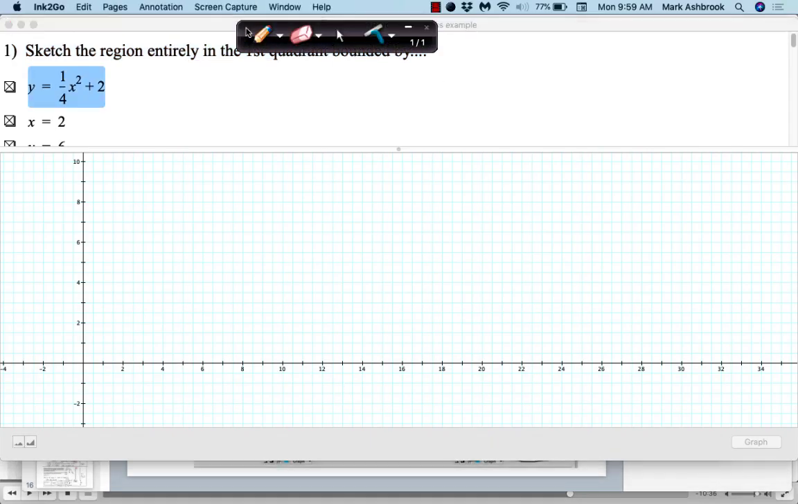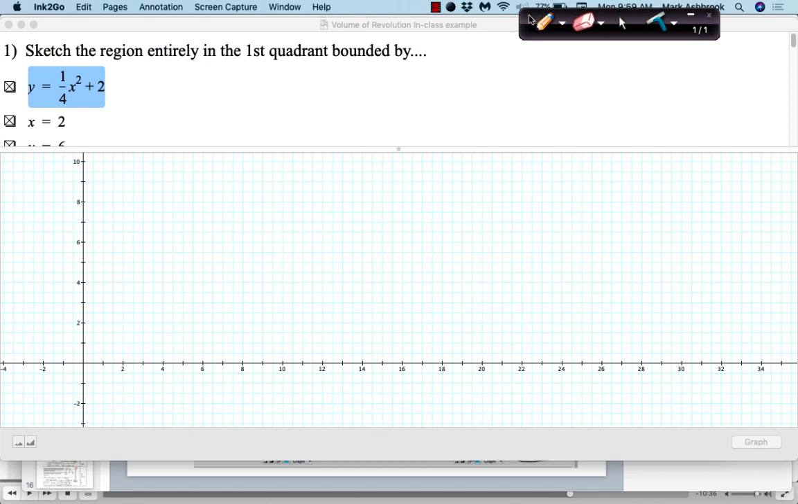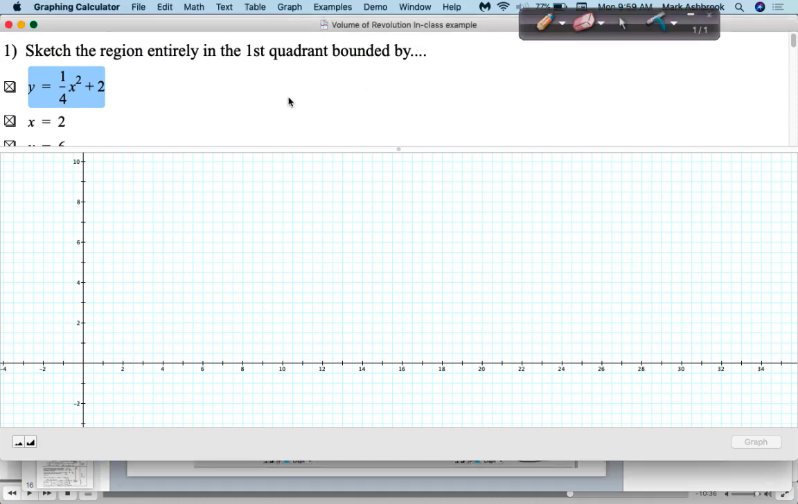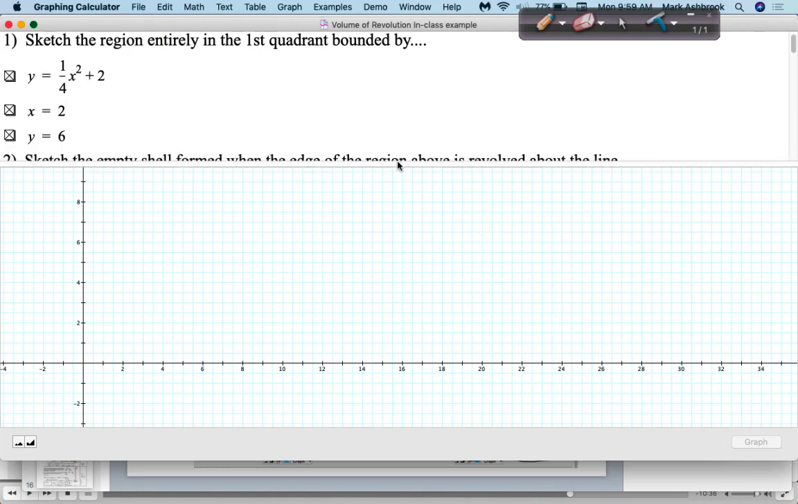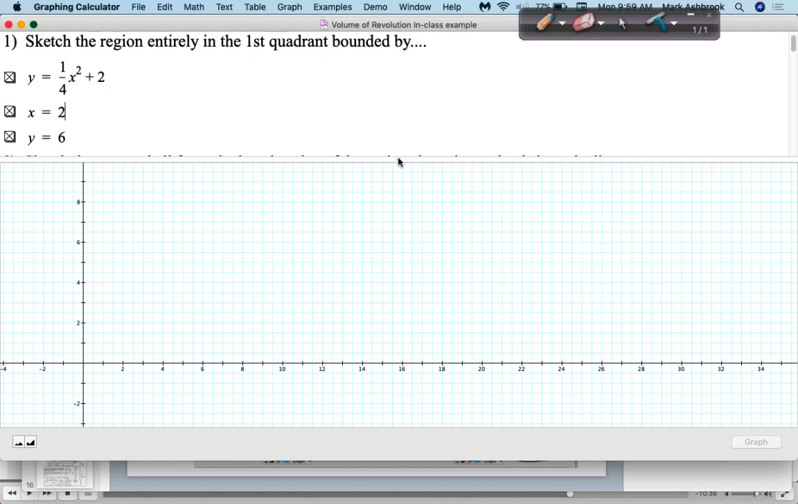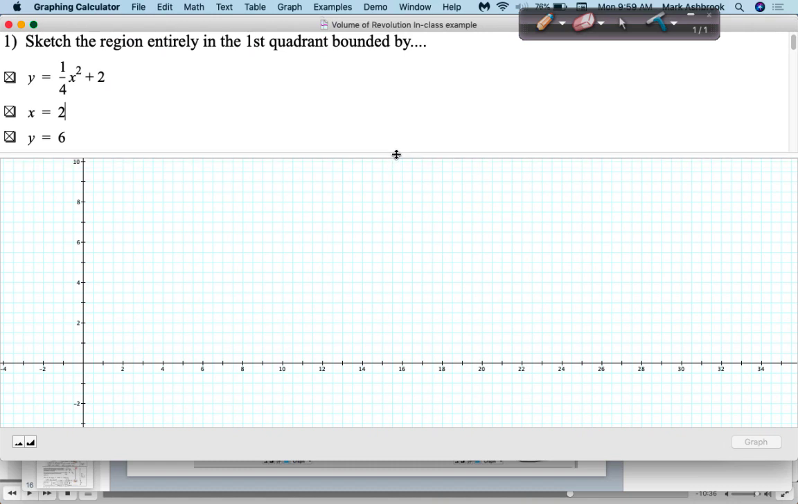Now you're going to do all the work. No more animations to help you. So the first goal here is we're going to sketch the region in the first quadrant bounded by these 3 mathematical statements. Got to get this right before we can do anything else. So y equals 1/4 x squared plus 2, x equals 2, and y equals 6. So first the region in the plane. Can you sketch it?